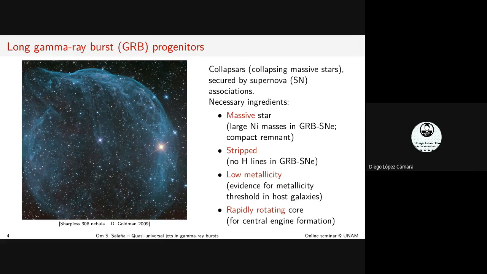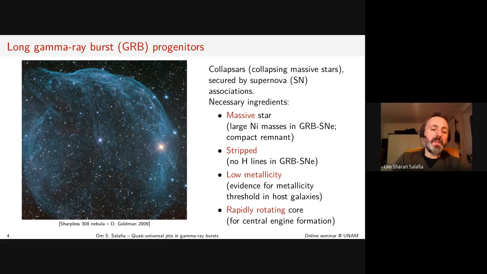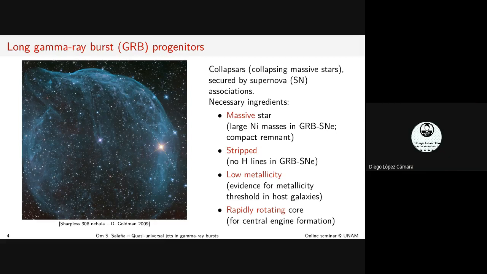One question. So when you say large nickel mass, how large is large? 5 solar masses, something like that. Yes. Okay, it is a lot. Yes, it is quite a lot.